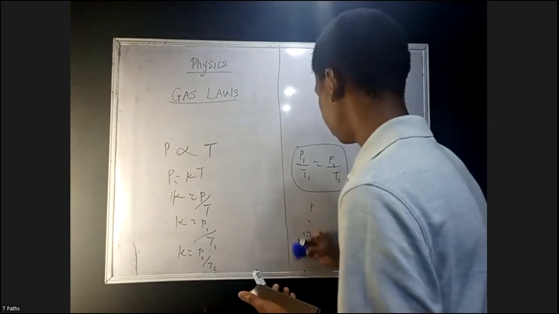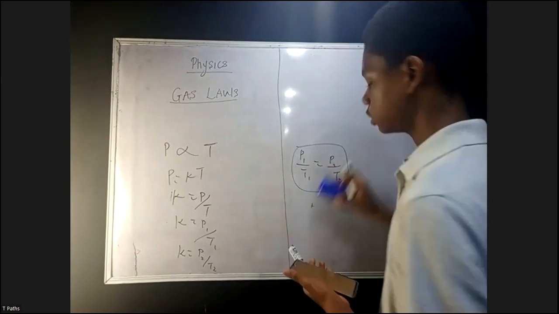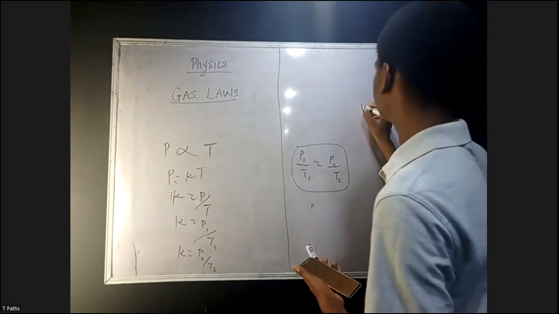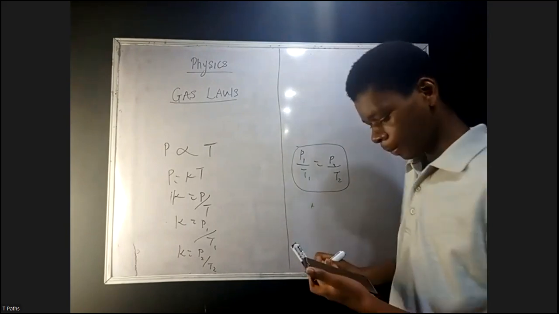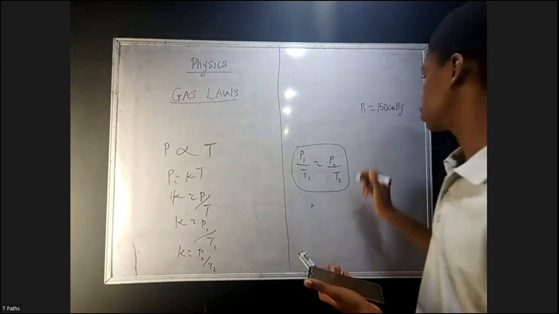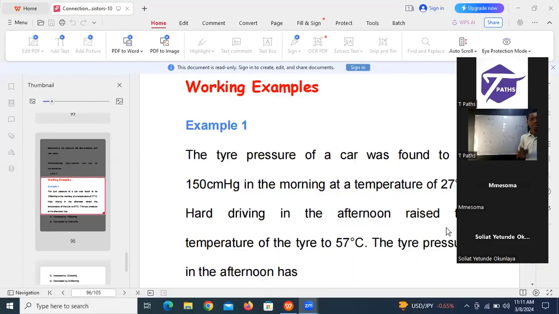All right, so I'll just write this down. Pressure, that's P1, is 150 centimeter of mercury in the morning at a temperature of 27 degrees Celsius. Hard driving in the afternoon raised the temperature of the tire to 57 degrees Celsius. So after driving, the temperature of the car tire increased to 57 degrees Celsius, which is my T2.